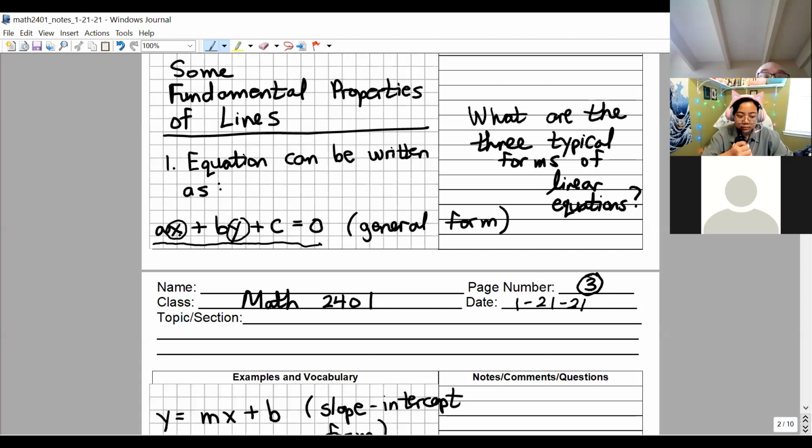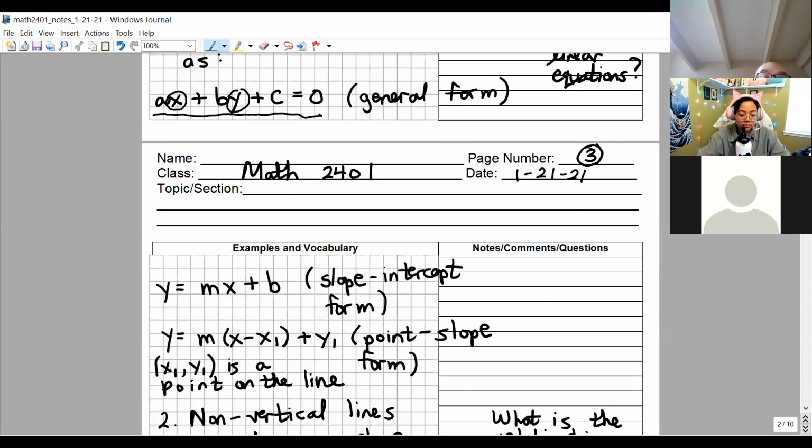I want you to notice that in the linear equation, x and y are raised to the first power. So almost any time you have an equation with two variables in it, and usually x and y will be the variables, if x and y are both raised to the first power, that's almost certainly going to be a linear equation, okay? So really easy to recognize linear equations. The x and y are raised to the first power, okay?